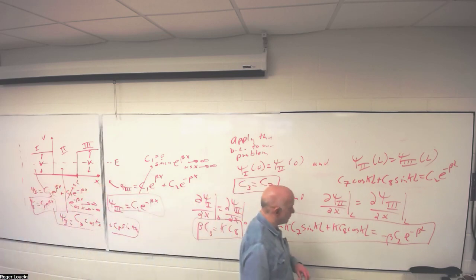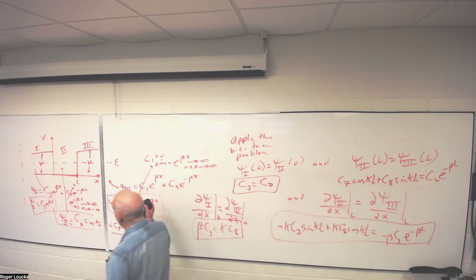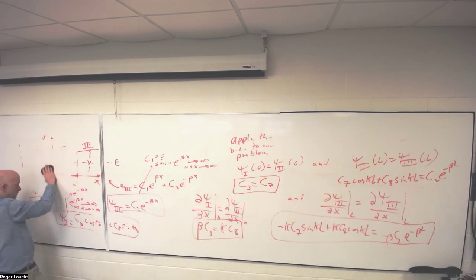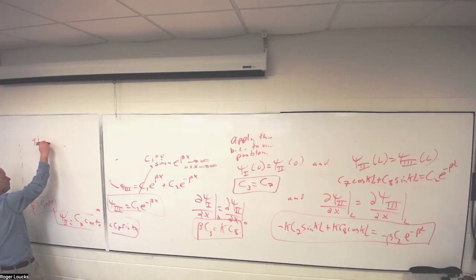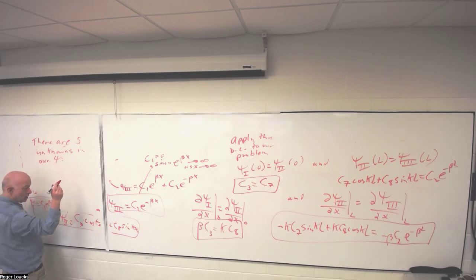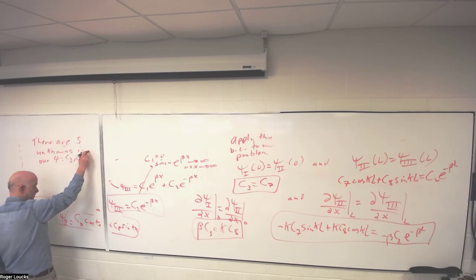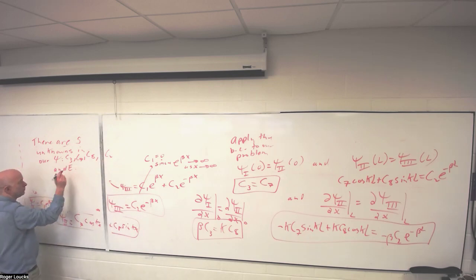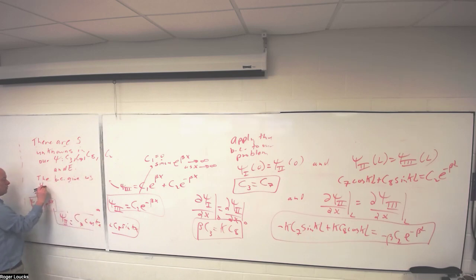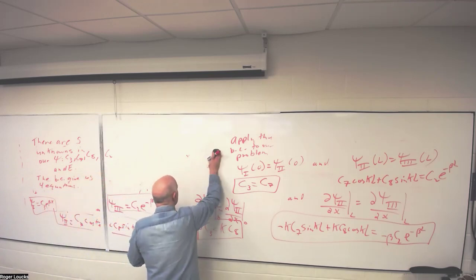So there are 5 unknowns in our psi. They are, let's see, C3, C7, C8, C2, and E. Boundary conditions give us 4 equations. Question is, where is the remaining equation?